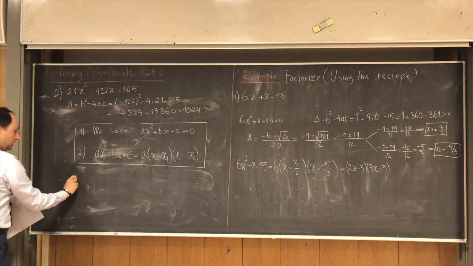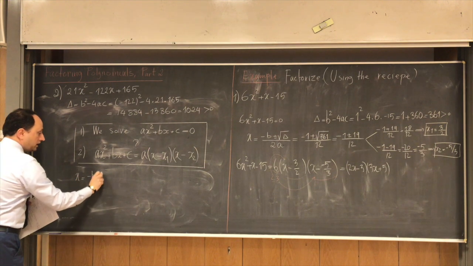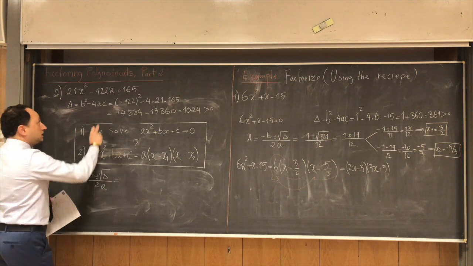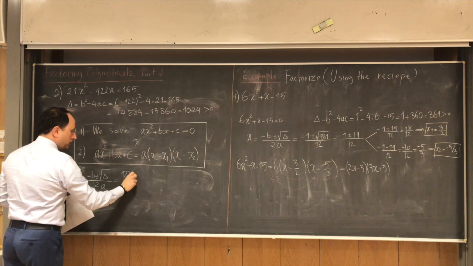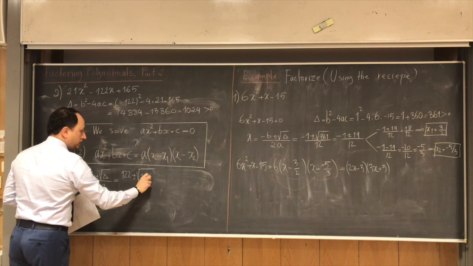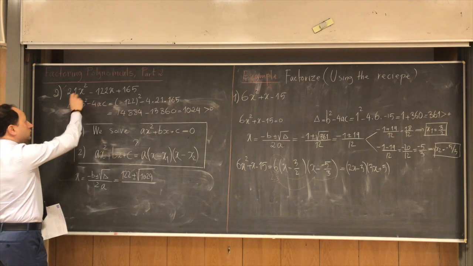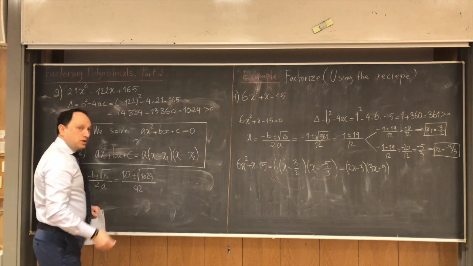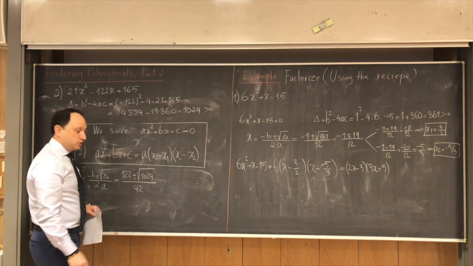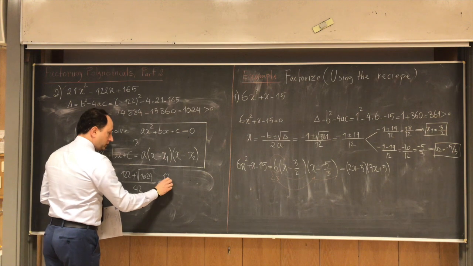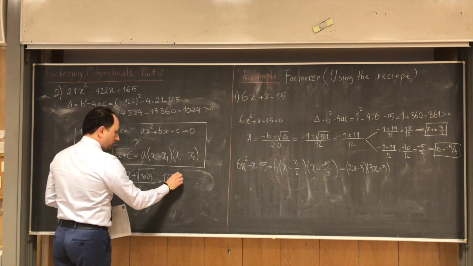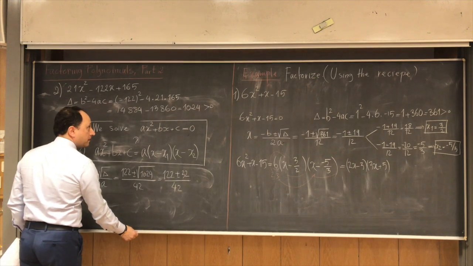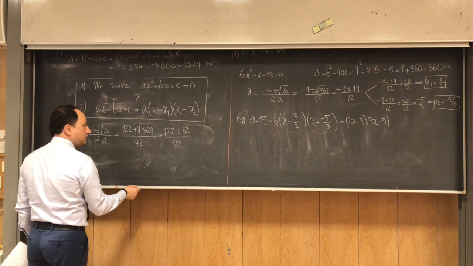So let me write them here. So x is minus b plus and minus the square root of delta divided by 2a. So minus b is 122 plus and minus the square root of 1024 divided by 2 times a, which is 42. Yes? And then again, you put this number in your calculator, the square root of 1024 becomes 32. So it becomes plus and minus 32 divided by 42. Yes? Then I will get two answers here.